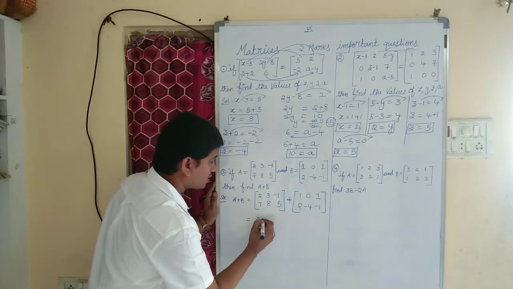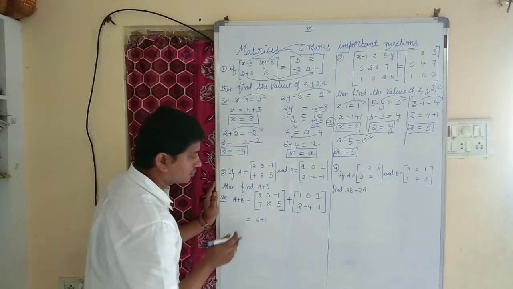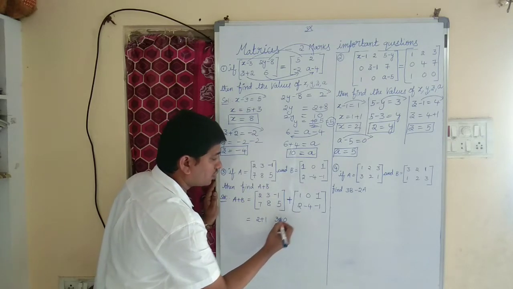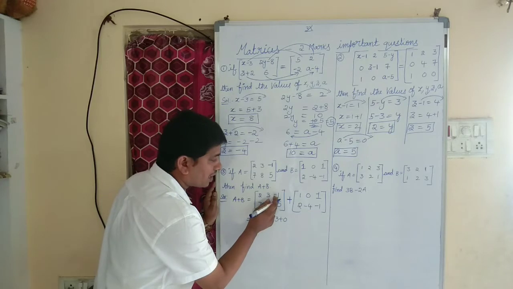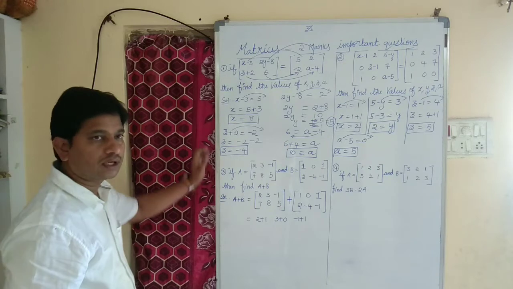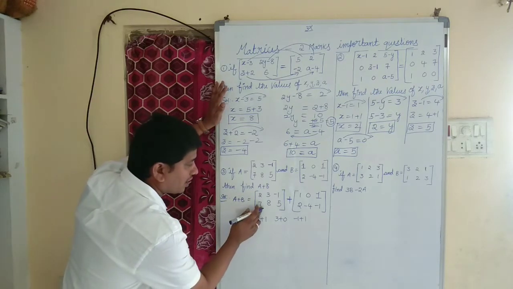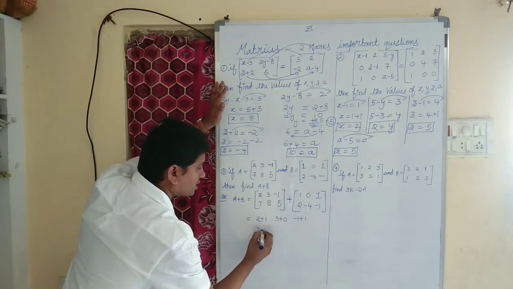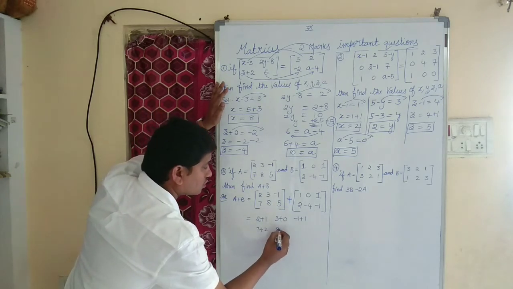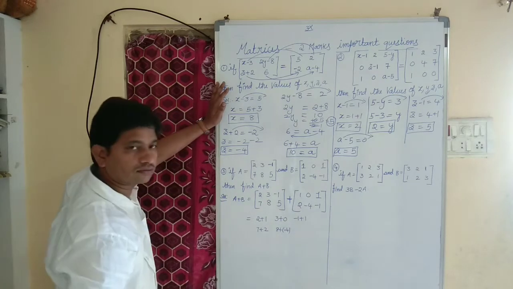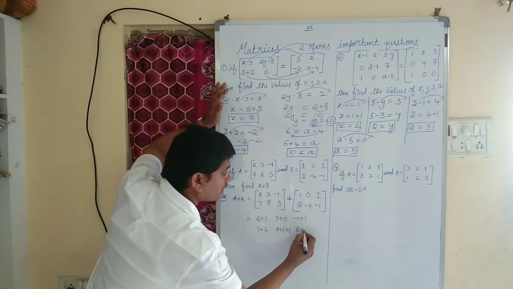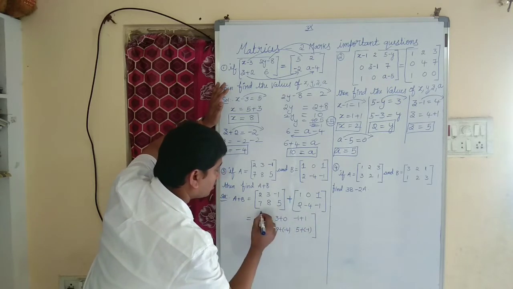The corresponding element of 2 is what? 1, right? That is 2 plus 1. The corresponding element of 3 is 0, that is 3 plus 0. And the corresponding element of minus 1 is 1, so minus 1 plus 1. Similarly, the corresponding element of 7 is 2, that is 7 plus 2. The corresponding element of 8 is minus 4, so 8 plus minus 4. And the corresponding element of 5 is minus 1, so 5 plus minus 1, right?